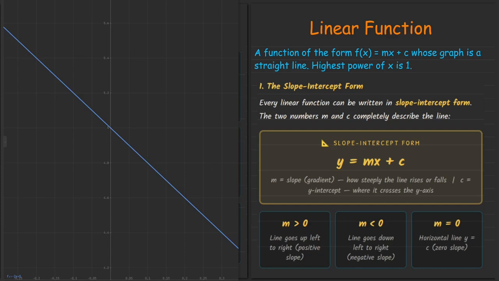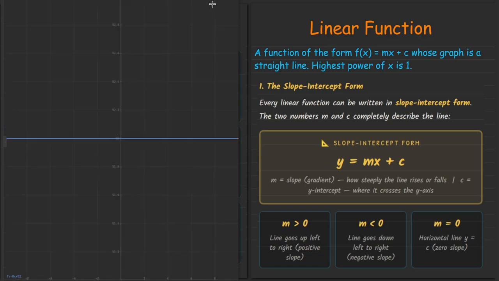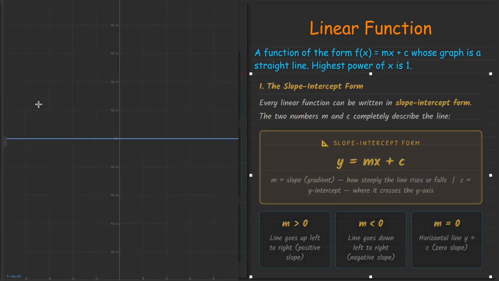But if my gradient was 0, let's see what a 0 gradient is. You see, with a 0 gradient, it doesn't move in an inclined plane, but it is a horizontal line. This is how a 0 gradient looks. So depending on the equation, the line might move up or down. With all this said, let's look at how to find the equation of a line.